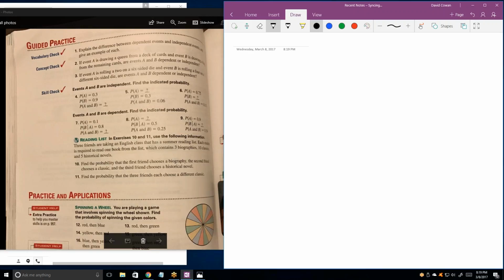12. So you're playing a game that involves spinning the wheel shown. Find the probability of spinning the given colors. Now, what they don't tell you, that they should, is that these angles are all equal. Because if they weren't equal, we wouldn't be able to solve the problem. Not without them telling us what the angles were. But knowing they're all equal, how many different sectors do we have?